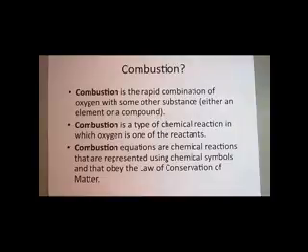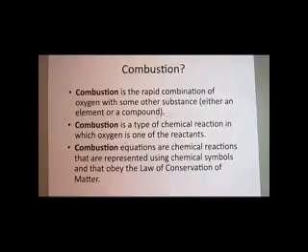All right? And combustion equations are chemical reactions that are represented using chemical symbols, and they obey the law of conservation of matter. All right? So combustion is just a type of chemical reaction.